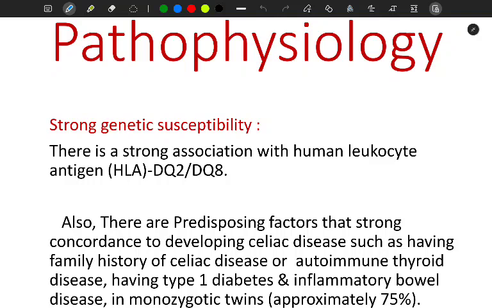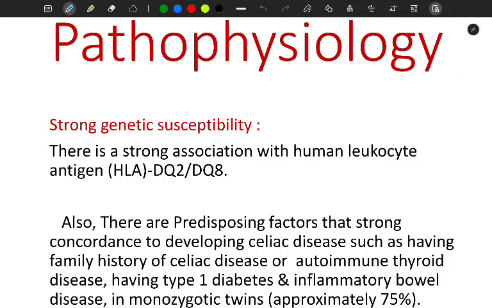A family history of celiac disease and autoimmunity is quite important, and also, as I said, IgA deficiency. Hosts who have autoimmune diseases such as autoimmune polyglandular syndrome, which is associated with hypothyroidism, vitiligo, and type 1 diabetes, or inflammatory bowel disease. Monozygotic twins show that genetic susceptibility is quite an important factor, because around 75% develop celiac disease if one of the twins develops celiac.